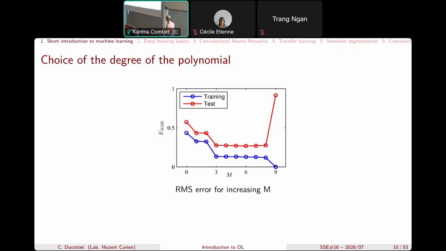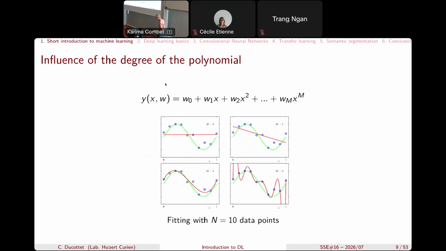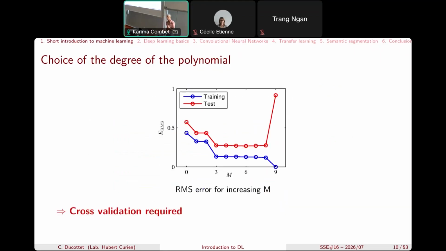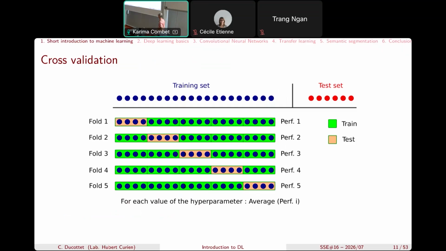But the problem is that if we take other data at test time, we could see that at the beginning it behaves right, but when we are at degree 9, the error will be very high. So this is what we expect by seeing the preceding graph I've shown. So we want not only to find a function which is fitting well the training set, but we want this function to generalize well on new data. So this is a problem.